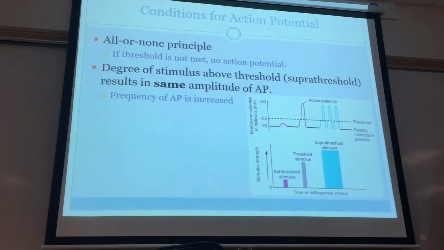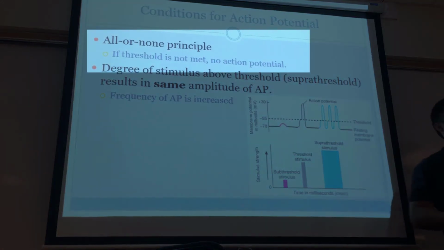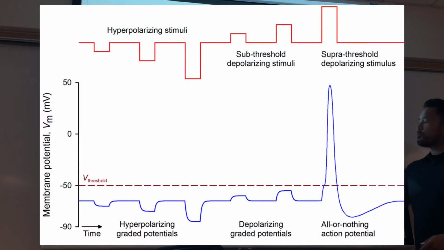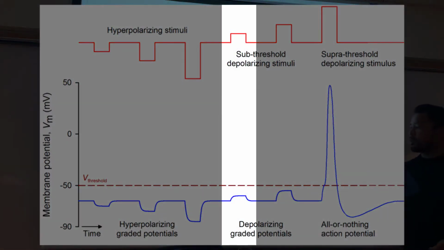So here we're looking at the first principle, which we call the all or none principle. The general principle behind the all or none principle is that if we don't meet the threshold, an action potential doesn't fire. Once we reach threshold, then the action potential fires. Looking at this, here we see subthreshold stimuli. That subthreshold stimulus causes a little blip, a small graded potential, and it doesn't result in an action potential taking place. It just depolarizes, and then repolarizes, and that's it.